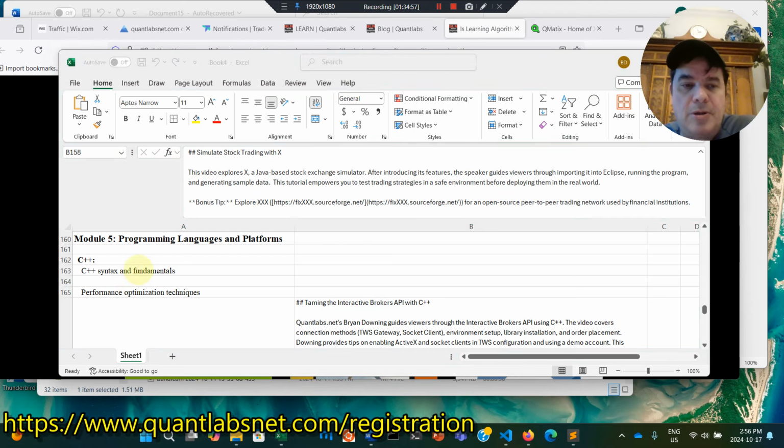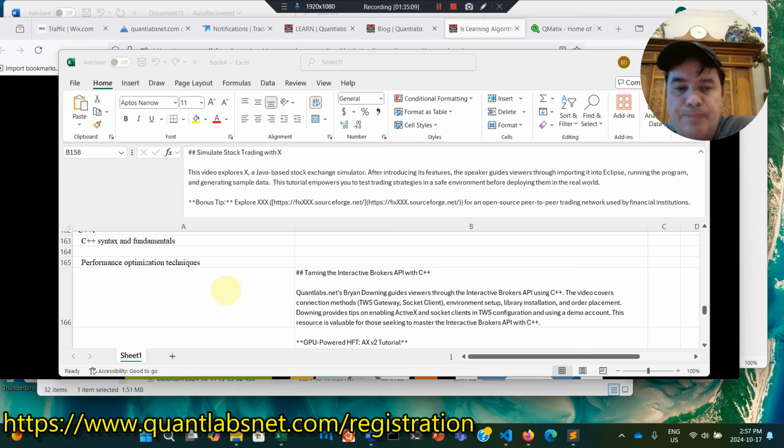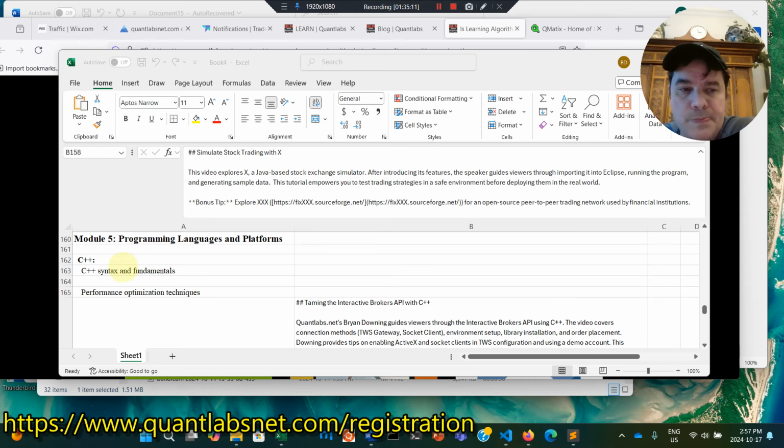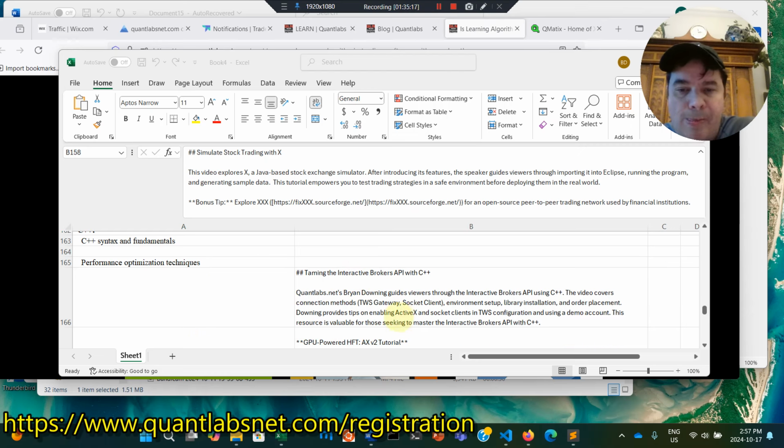Okay, continuing along, using modern programming and platforms, as said, we've already covered a lot of the different examples of TradingView and Motivate. So now, specifically for C++, performance optimization techniques.